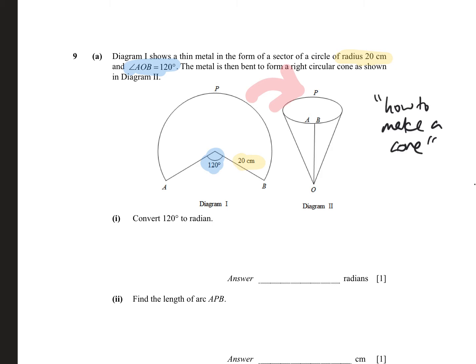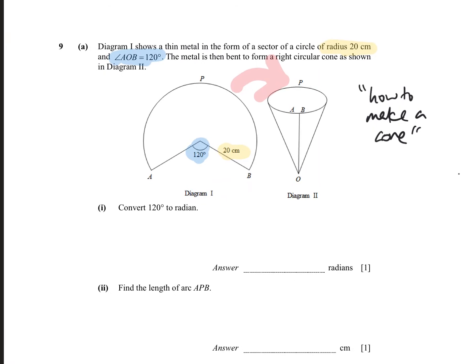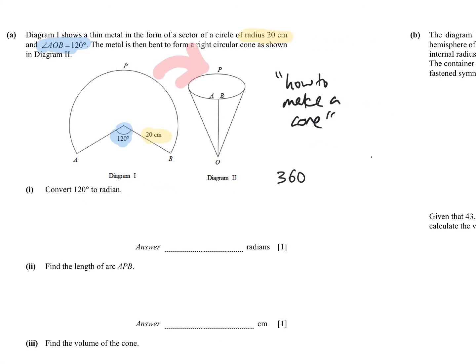Part I, convert 120 degrees to radian. If you're like me, I don't like to memorize things. I just want to know the key concept. So what do I know about degrees and radians? I know that 360 degrees equals 2 pi radians. This one you can memorize. 2 pi radians is one full circle, and 360 degrees is one full circle, one full round.